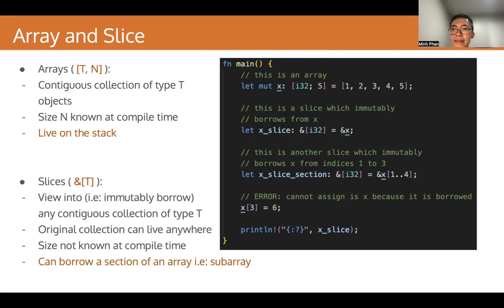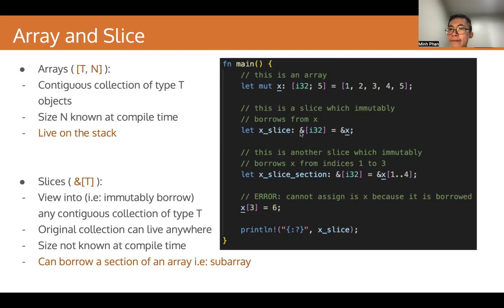So how do we create a slice to a subarray? Well, we do something similar. We declare the variable. The type will also be a slice into a collection of i32s. And instead of just &x, that is borrowing from x, we borrow x but only from indices 1 to 3. So this range notation 1..4 means indices 1 to 3. And so the result is that this variable x_slice_section will contain a slice only to indices 1 to 3 of the array x.